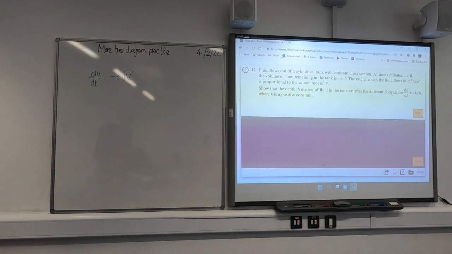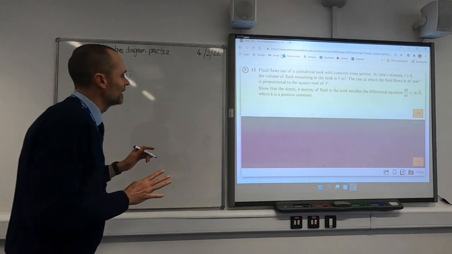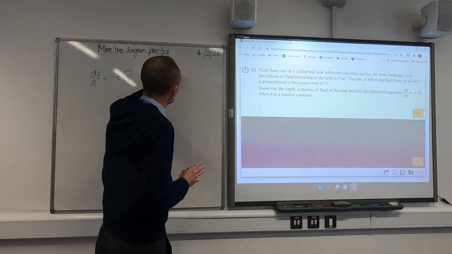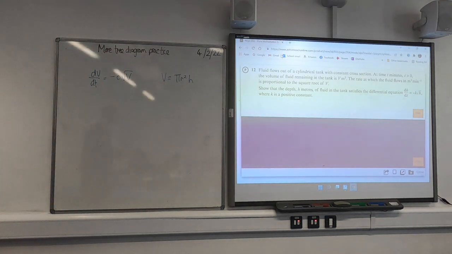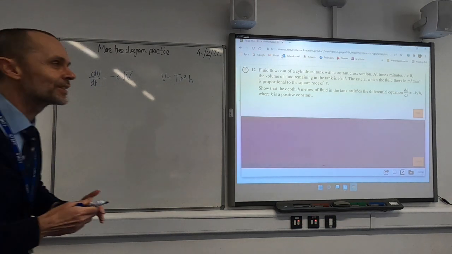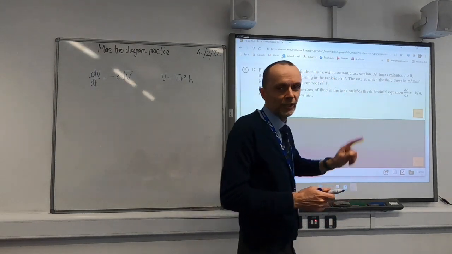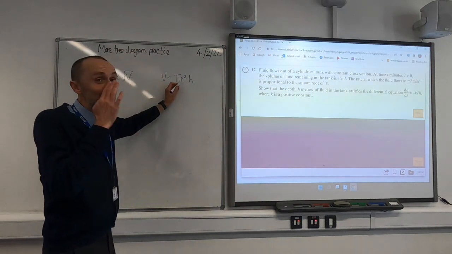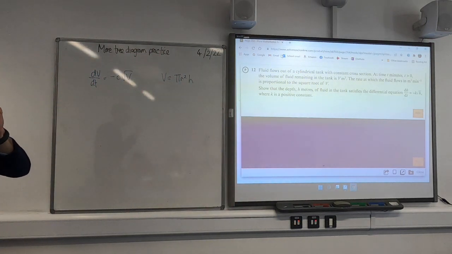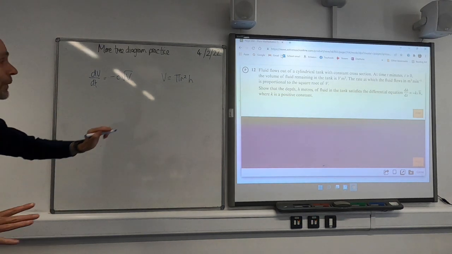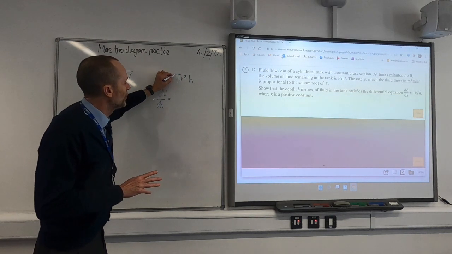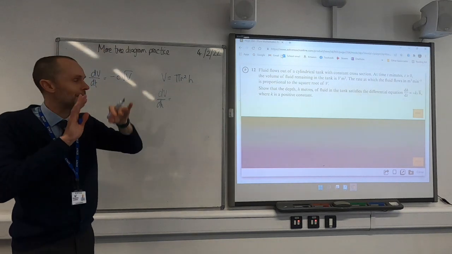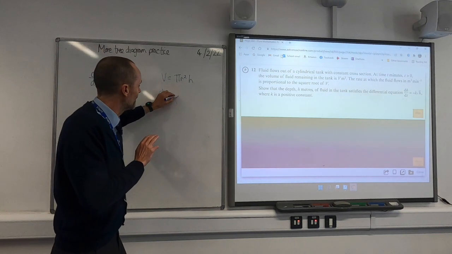The other thing I've got is a cylinder. So the volume of a cylinder is the area of the end multiplied by the height, or the depth in this case. And I note that it's got a constant cross-section. So that means that R is a constant. Okay, R is not a variable in this question. The radius is something that's not going to change. So when I differentiate this, that's a constant. So that's like differentiating 3x, it becomes 3. If you differentiate this, it's going to become that.